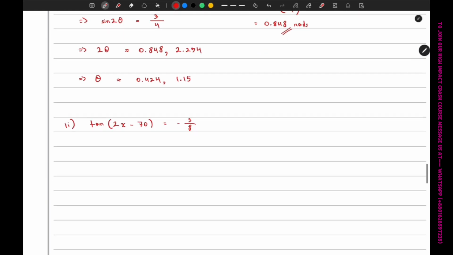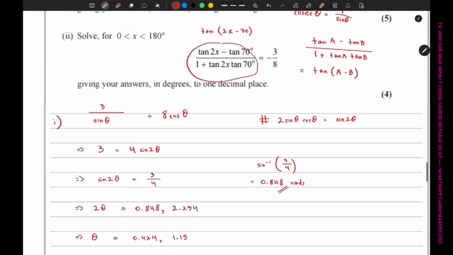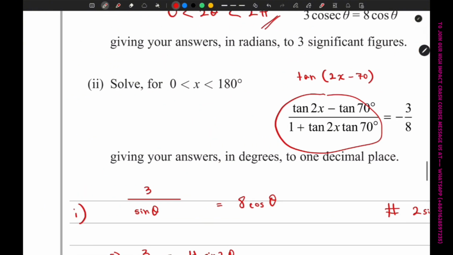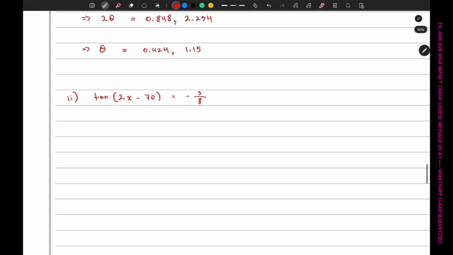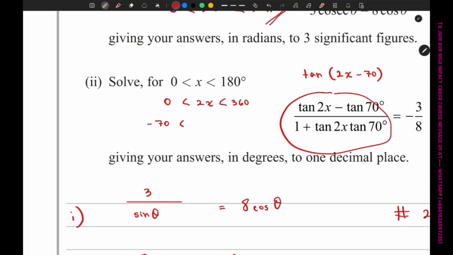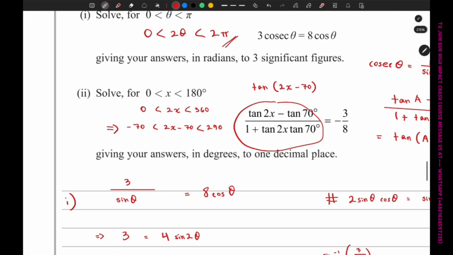Now the thing is, we need the range for 2x minus 70. We have the range for x only, which means that we need to multiply this whole inequality by 2. So 0, 2x and 360. And then we need to subtract 70. So this becomes negative 70, 2x minus 70, and this becomes 290. So 360 minus 70, yep, that's 290. So this is our final range. Now it will be much easier for us to find the solutions.